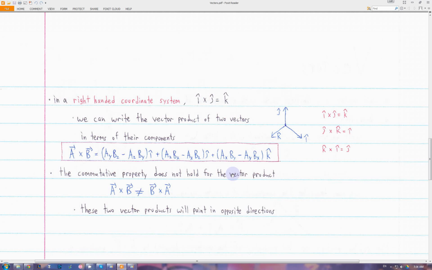So the last thing you need to know is that the commutative property does not hold for the vector product. So A cross B is not equal to B cross A. The magnitudes of the two cross products will be the same, but the two vectors will point in opposite directions, because of the right-hand rule.